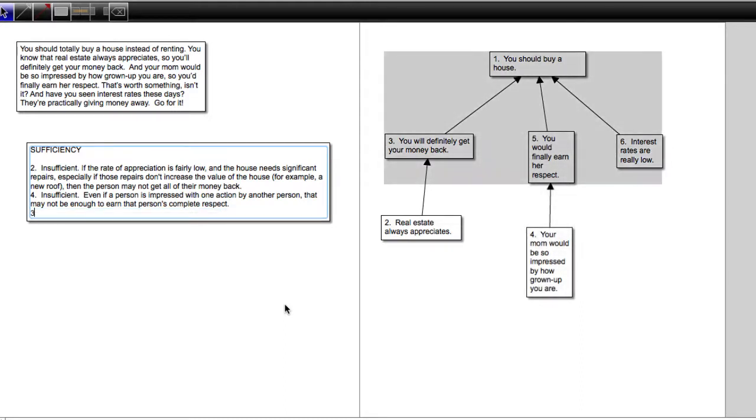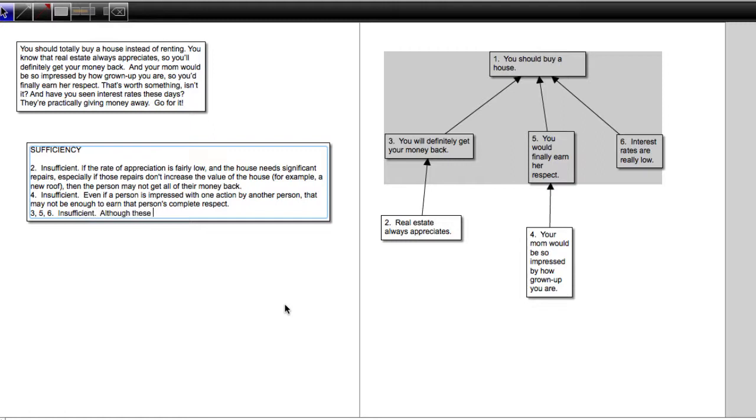Then I'm going to evaluate 3, 5, and 6 all together because they are 3 pieces of evidence that are used to convince a person to buy a house. You'll definitely get your money back. Let's assume that's true. You'd finally earn your mother's respect. Let's assume that's true. And interest rates are really low. Let's assume they're all true, all acceptable, all relevant. Are they sufficient? And I would say they are insufficient.